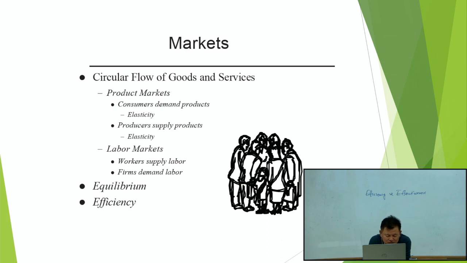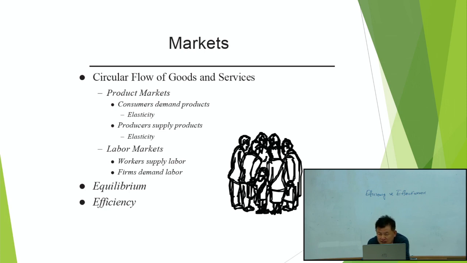And the producer supplies products, this is elasticity. But in the labor market, workers supply labor and firms demand labor, or must sell or buy the labor. So at this time we know two concepts: one is equilibrium, the other one is efficiency.